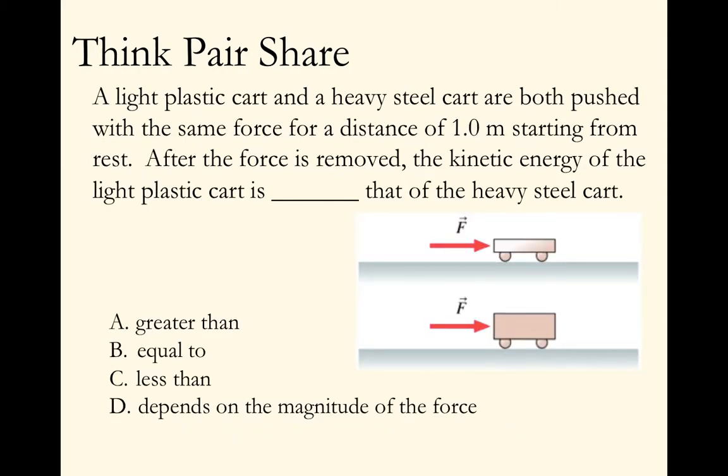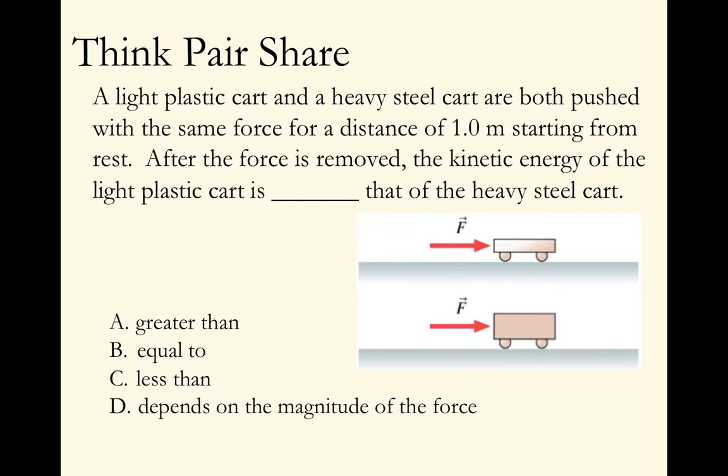Here's another think, pair, share. A light plastic cart and a heavy steel cart are both pushed with the same force for a distance of 1 meter starting from rest. And after the force is removed, the kinetic energy of the light plastic cart is blank that of the heavy steel cart. So how do we think about this? Well, we know that the work is equal to delta K. And so we want to see if the work is different between the two carts. And so how do we determine work?